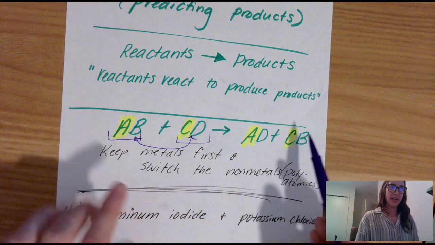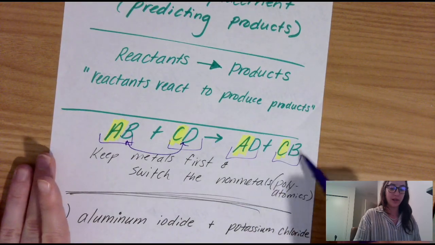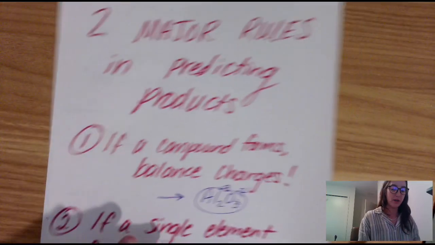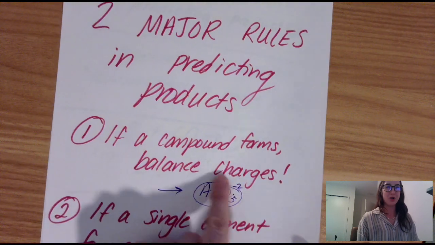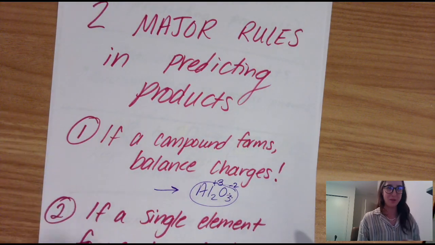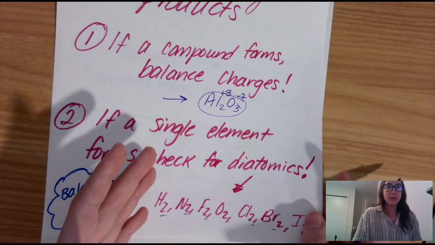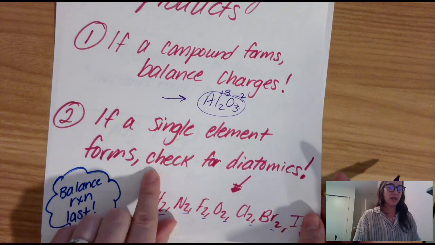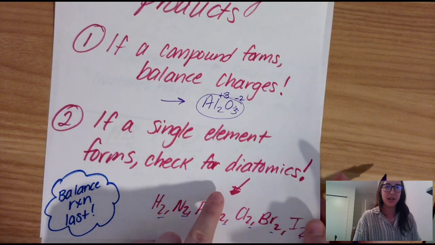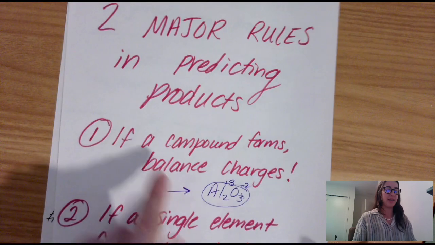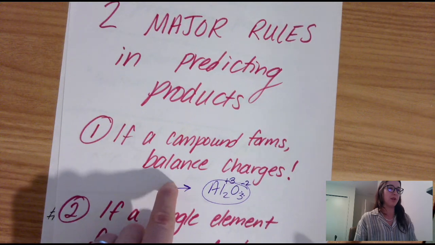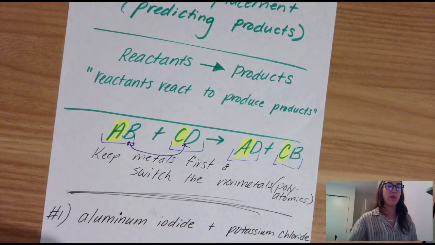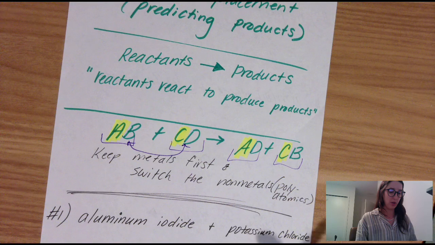And then, again, we are going to be getting compounds, right? So that means to follow the 2 major rules, we need to be balancing charges over and over and over and over again, okay? In a double replacement reaction, you're not going to have a single element that forms, so we don't have a need for diatomics in this lesson. But again, it is going to be super important that we balance our charges every time we form a new compound on the product side, okay?